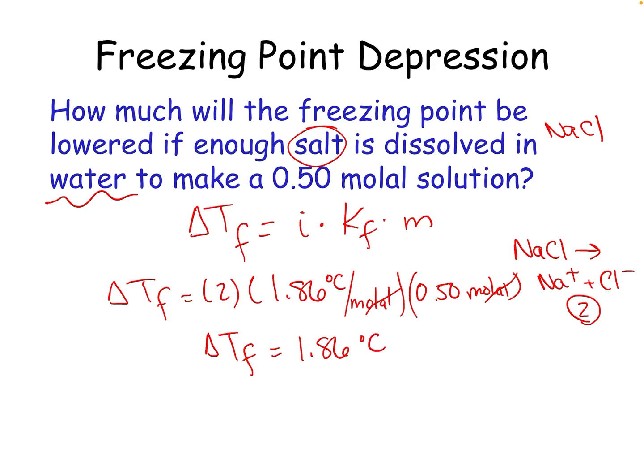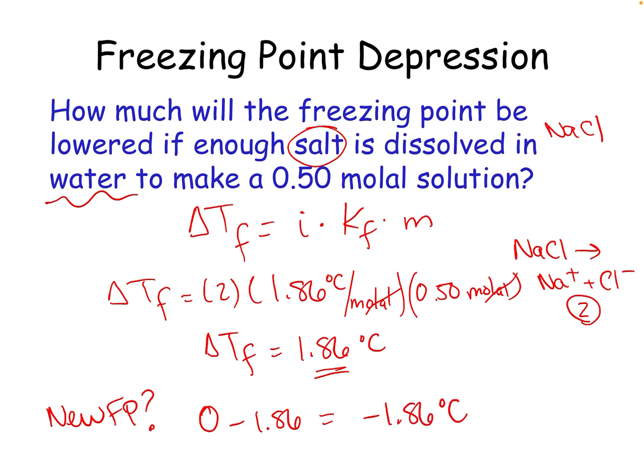Celsius. So how do you figure out how much the freezing point will be lowered? The freezing point will be lowered 1.86 degrees Celsius. What is the new freezing point? How do you calculate that? You take your normal freezing point, which is 0 degrees Celsius. You need to know that or look it up. Subtract your freezing point depression and get your new freezing point of negative 1.86 degrees Celsius.